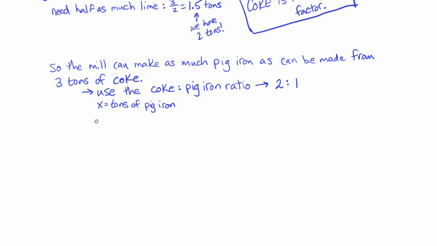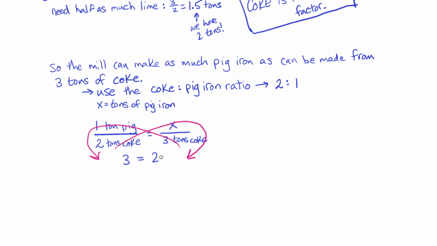Set up the ratio 1 ton of pig iron. I'm just going to call that 1 ton pig because we've done a lot of writing in this lesson so far. So the ratio is 1 ton of pig iron requires 2 tons of coke. We set that equivalent to our unknown amount of pig iron divided by our known 3 tons of coke that we actually have. Cross multiply. You get 3 equals 2x. Divide both sides by 2 in order to take care of the coefficient on x. These 2's cancel. 3 halves is 1.5. You could write it either way, but I'm going to write x equals 1.5.